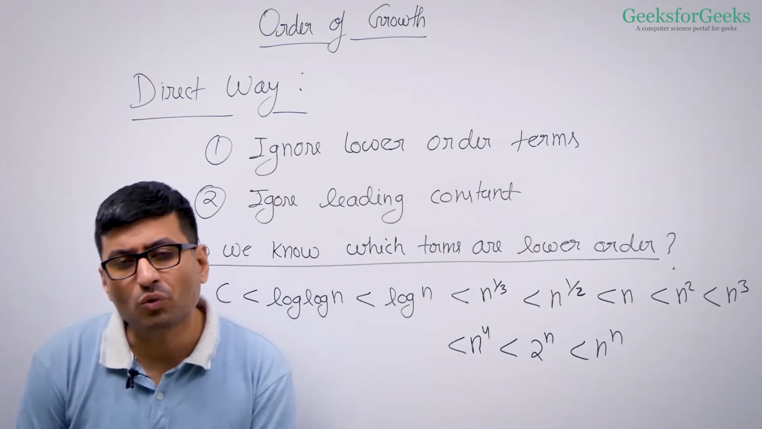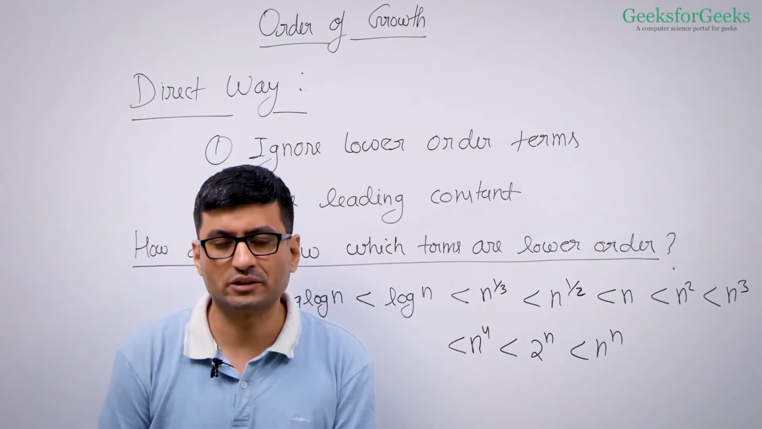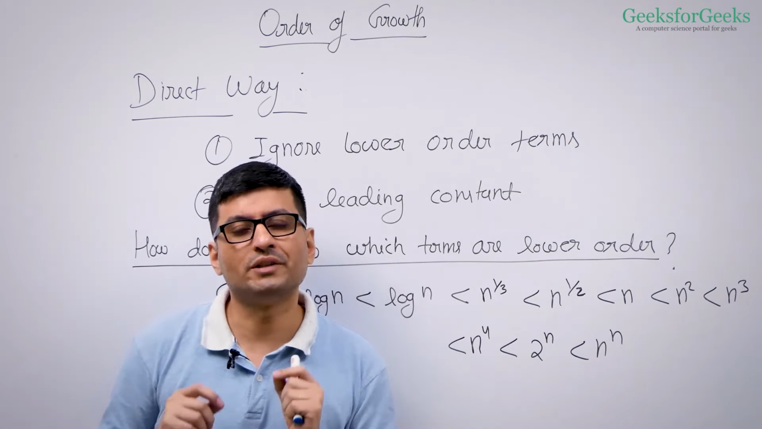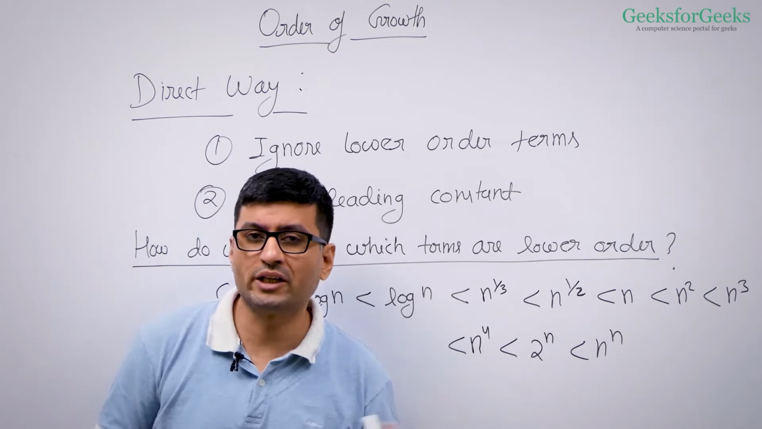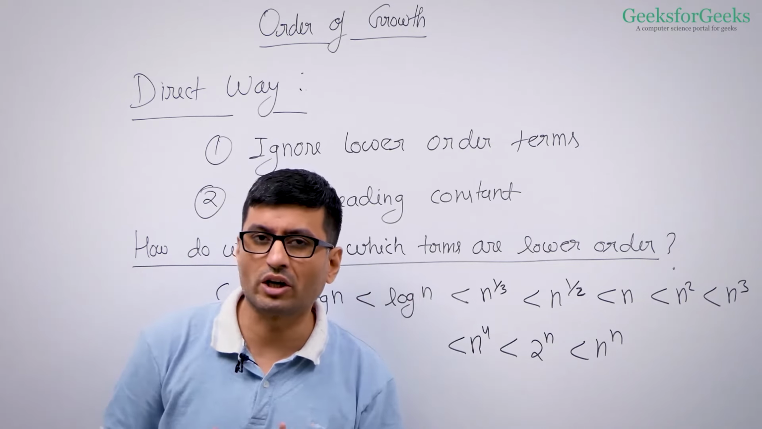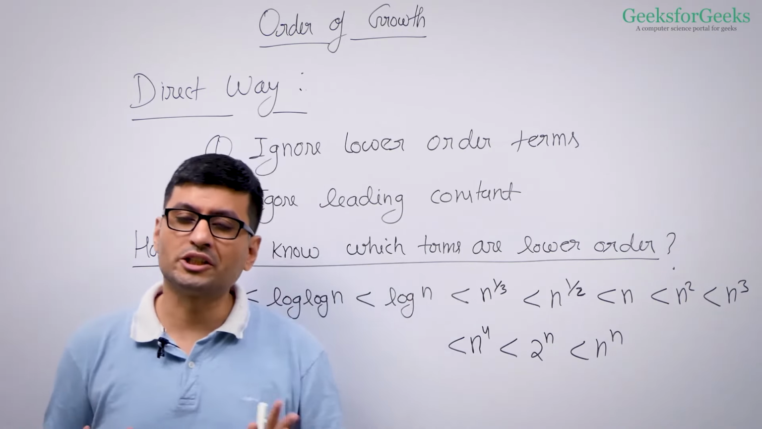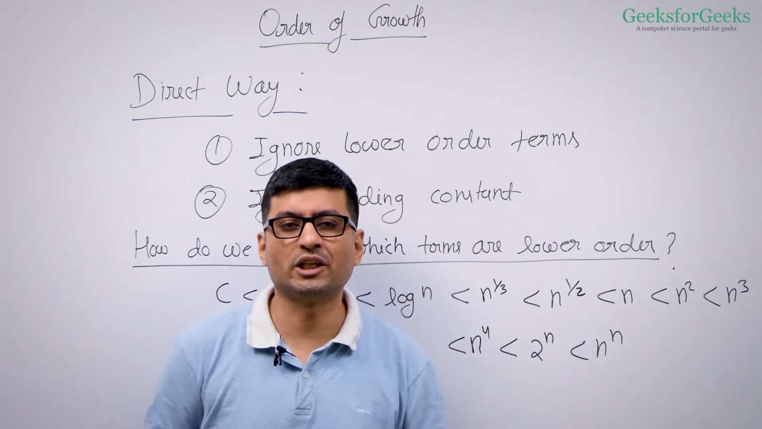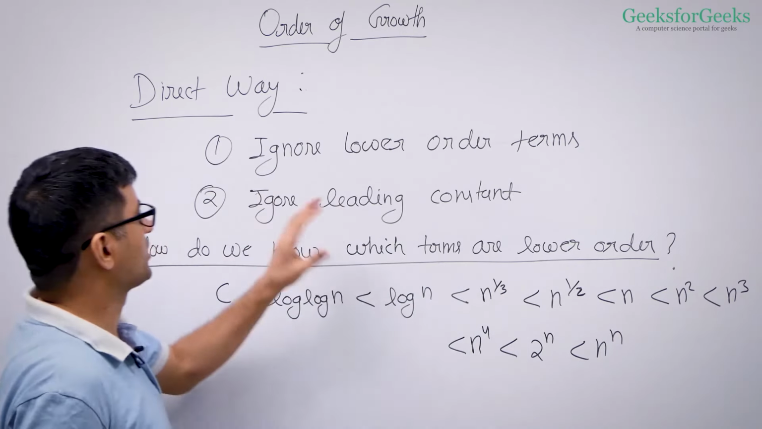There is a direct way to compare the order of growth of two functions. In fact, there is a direct way to find out the order of growth of any function. Under the conditions that n tends to infinity, we are talking about the first quadrant, n greater than or equal to 0, and that the function is also positive, we can quickly find out the order of growth of any function, and we can quickly compare these orders of growth. The idea is simple.